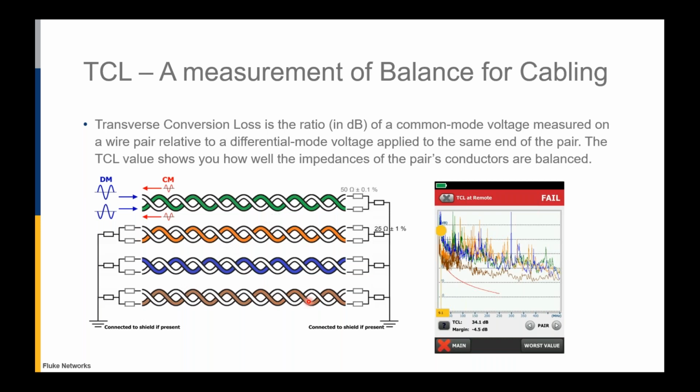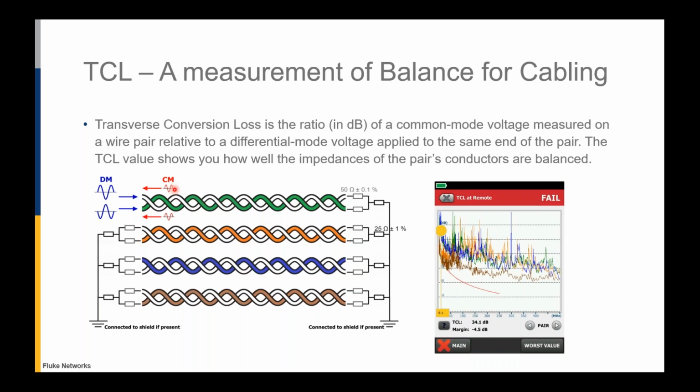There actually is a test for this, and it's called transverse conversion loss, TCL. And specifically what we're going to do with TCL is transmit a differential mode signal into the cable, and we're going to measure common mode noise that is reflected back to us. So this is going to tell us how well the link that we have constructed avoids the conversion of differential mode noise into common mode noise.